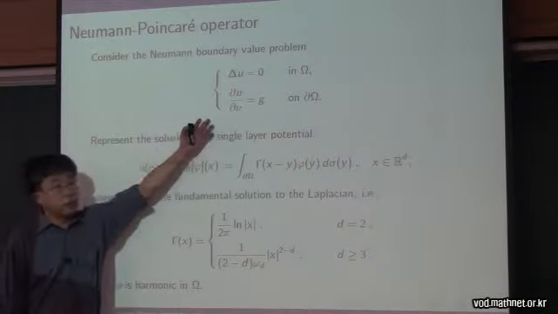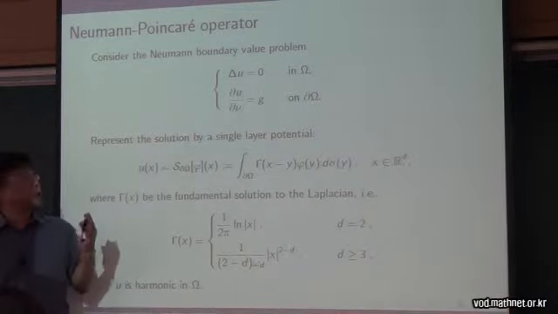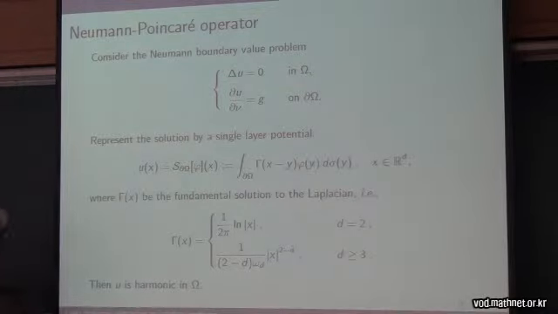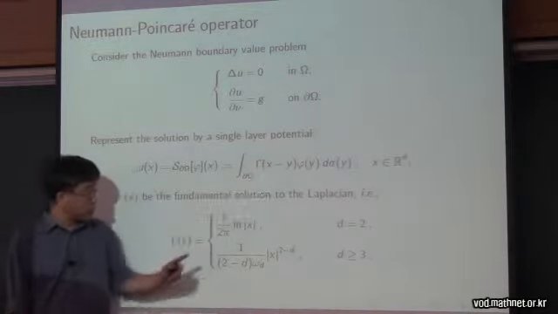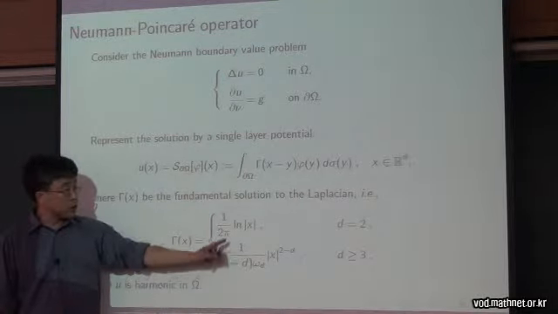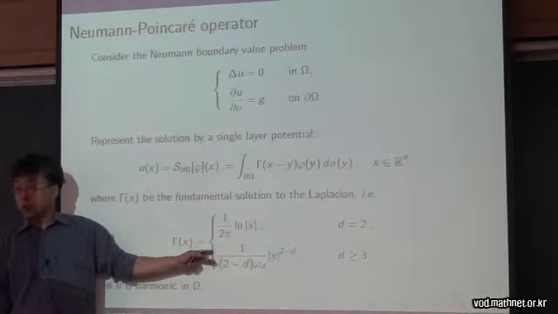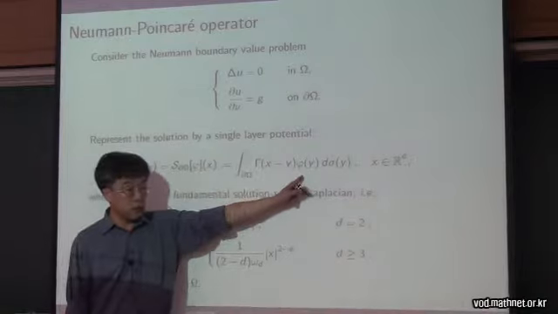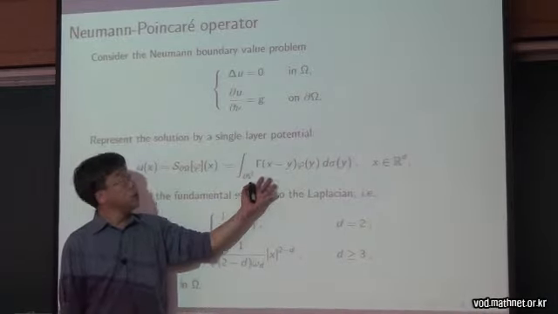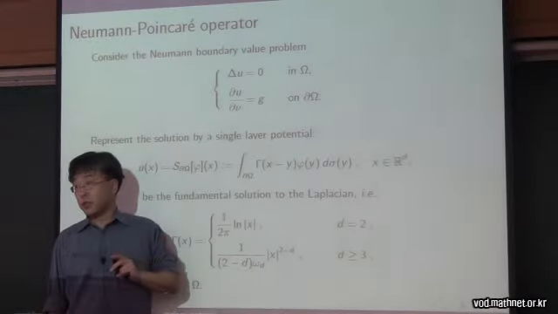We want to solve this boundary value problem. Okay? This is a classical problem. And one powerful way of solving this problem is using so-called layer potentials. Gamma is the so-called fundamental solution. This is log in 2D and 1 over x in 3D. This is a harmonic function. So if you take the integral of this against a certain potential, then this is automatically harmonic. So this harmonicity is already satisfied.